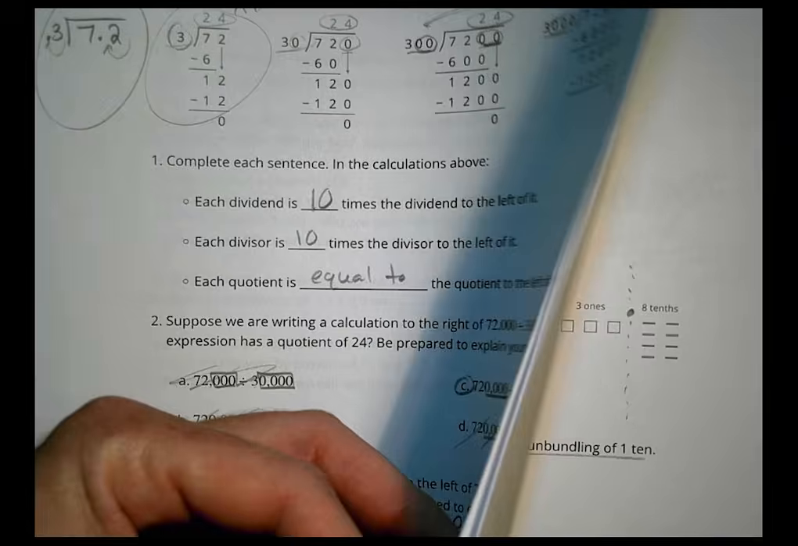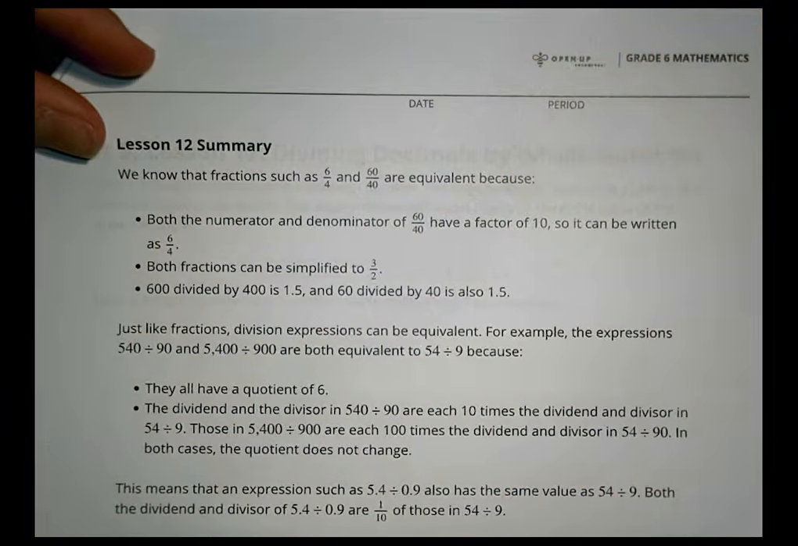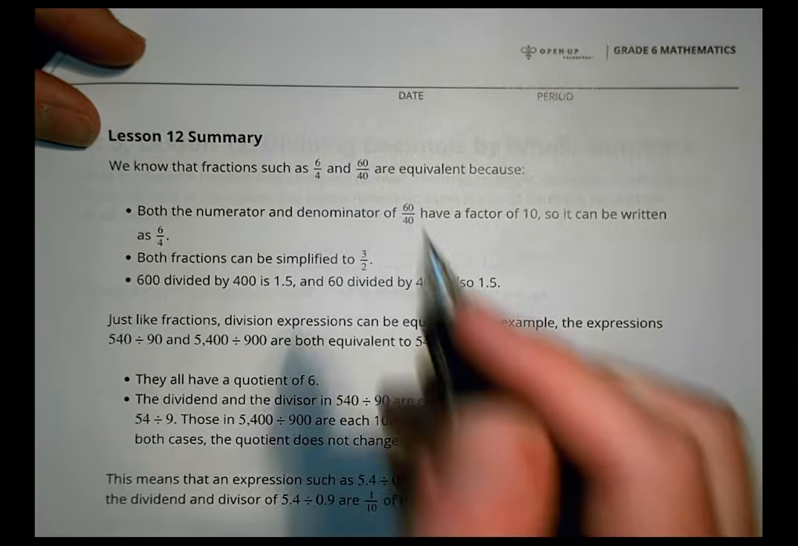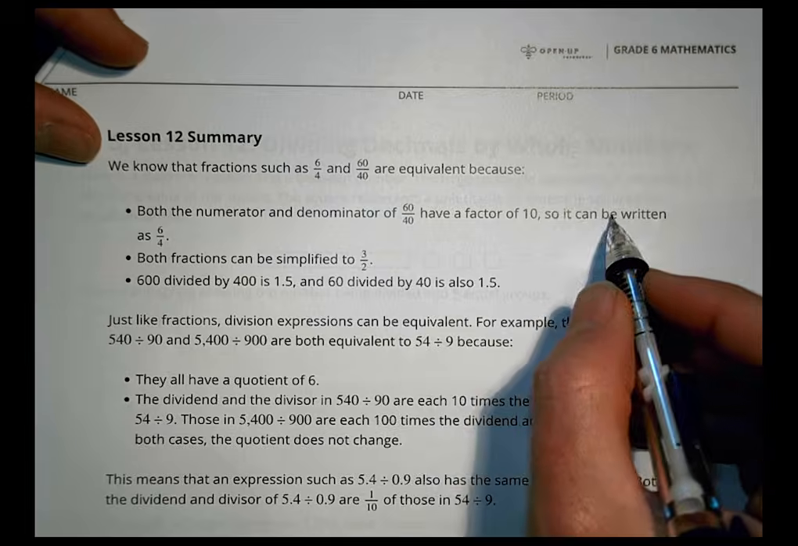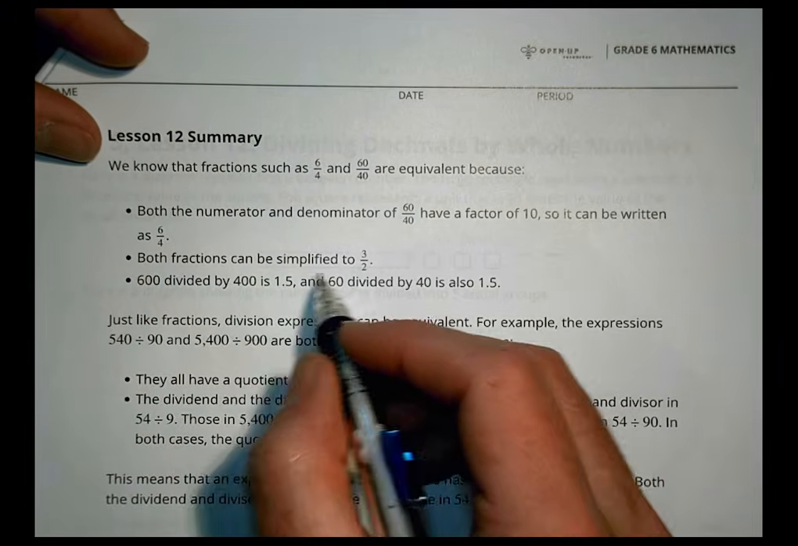Okay, so just as a lesson summary, we know that fractions such as 6/4 and 60 over 40 are equivalent because both the numerator and denominator of 60/40 have a factor of 10, so it can be written as 6/4. Both fractions can be simplified to 3 over 2.